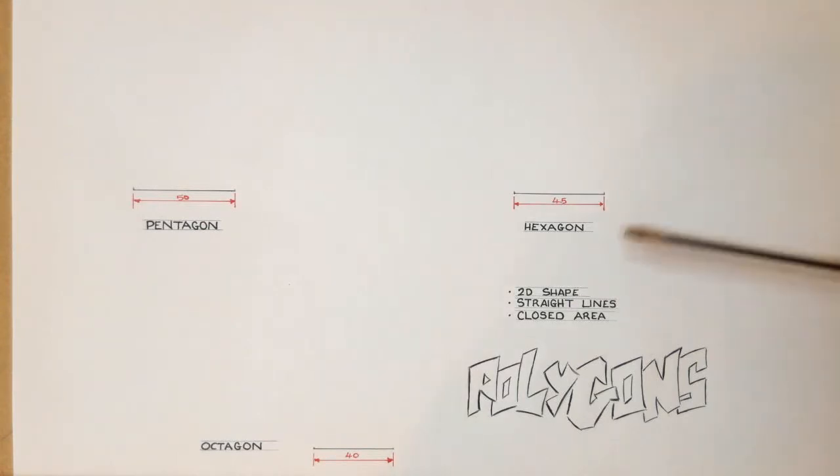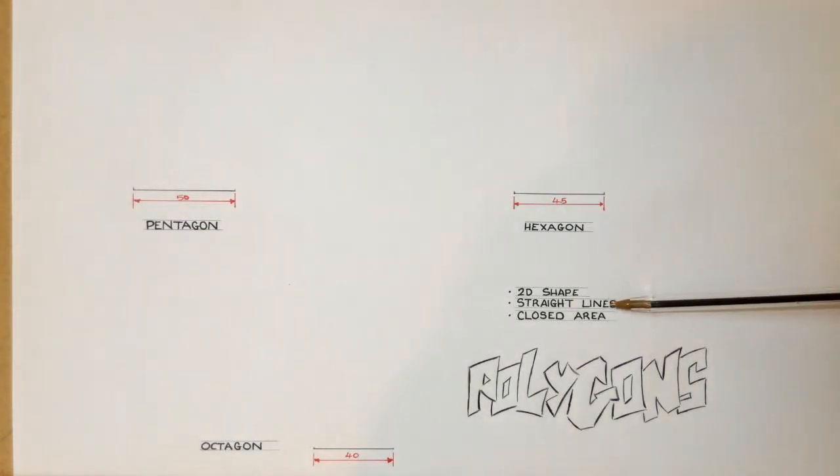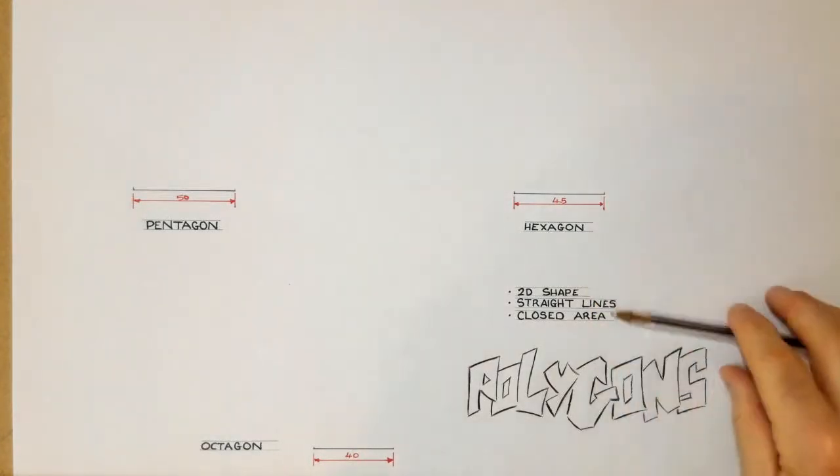A polygon is a 2D shape, it is made up of straight lines and it is a closed area. So it's 2D not 3D, straight lines so no curves, and a closed area means basically that it is continuously closed, okay, so there's no open sections in it.